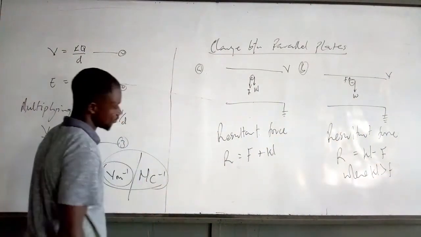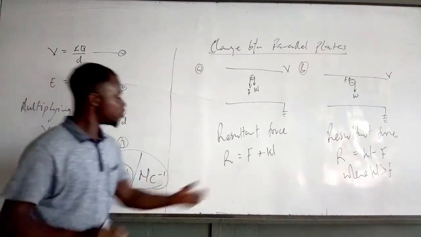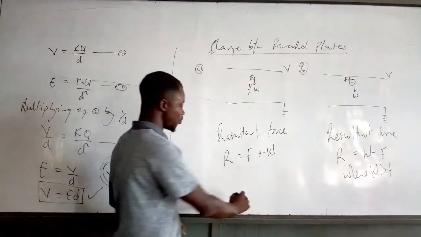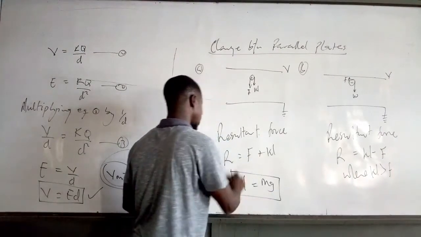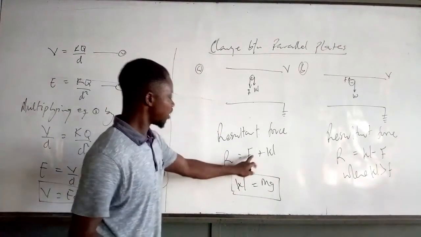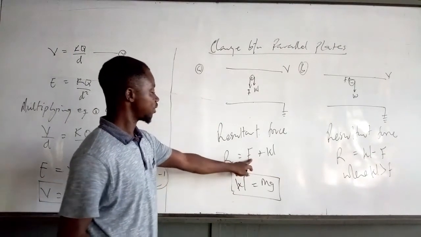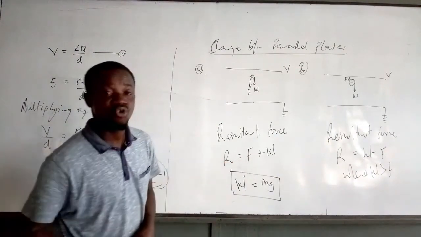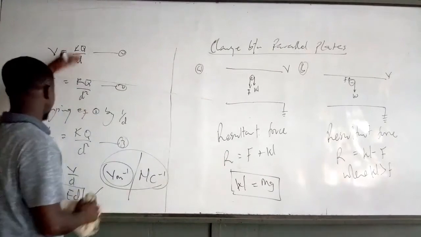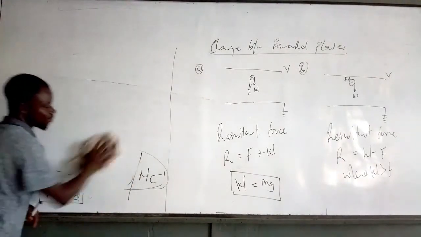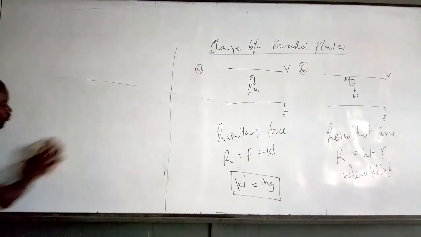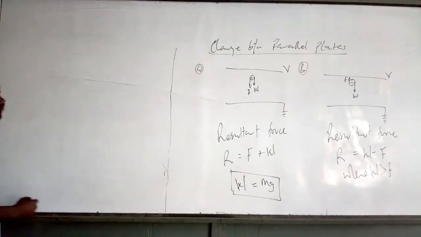Now look at this. How do we determine the F? As for the W, the weight W is equal to the mass times the acceleration due to gravity. So no problem with that. Now the problem is with the F. How do we determine the F? That is when this principle I earlier talked about comes in. How do we determine the value of F?